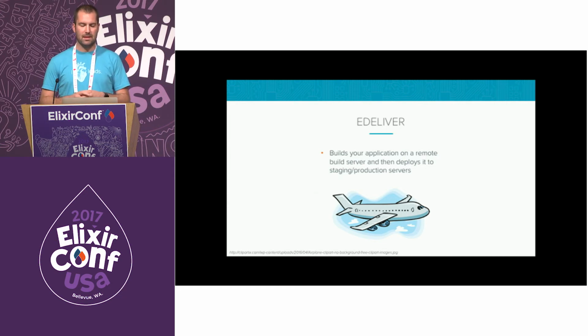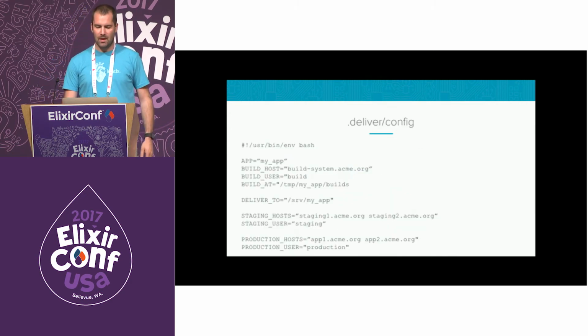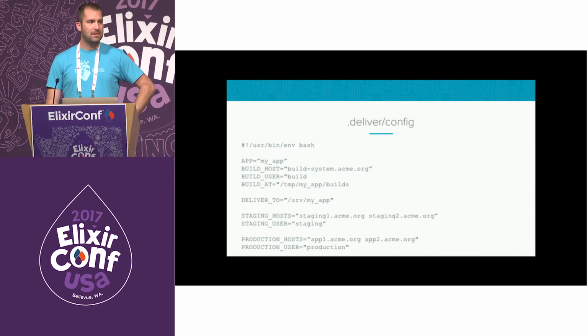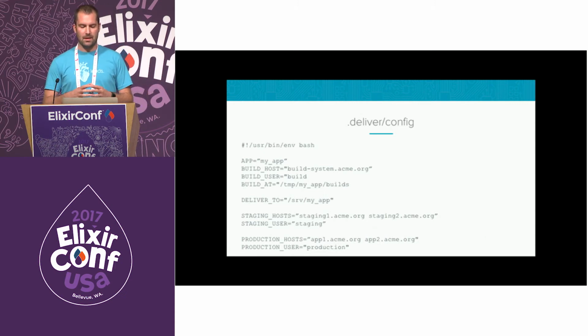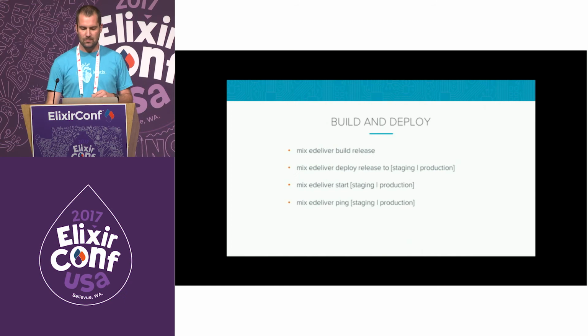Once it builds it on the remote build server, it deploys it to staging, or you can use it to deploy to production. The config file is pretty simple. You put in your staging host, production host, and it's also a bash script. So if you need to make changes, script some things in here, you can do that as well.